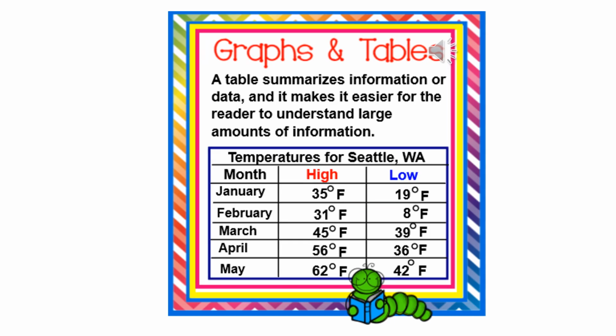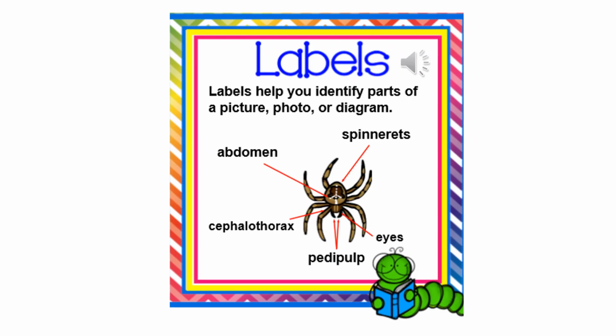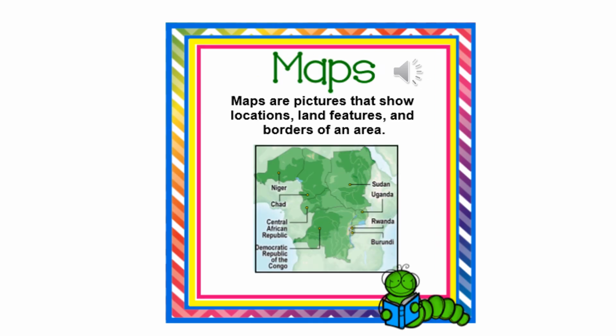Graphs and tables. A table summarizes information or data, and it makes it easier for the readers to understand large amounts of information. Labels. Labels help you identify parts of a picture, photo, or diagram. Maps. Maps are pictures that show locations, land features, and borders of an area.